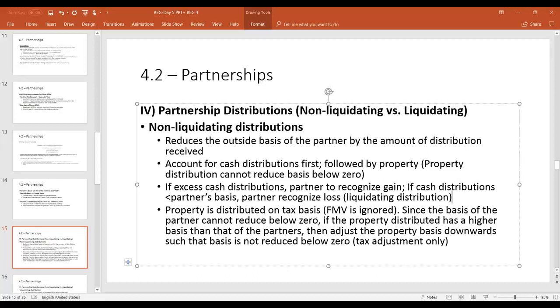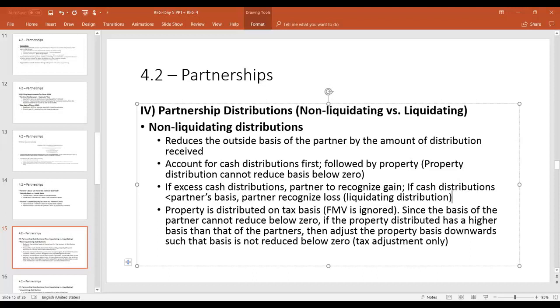Now, property distribution, as I said, cannot reduce the partner's basis below zero, and the distribution is always on the inside basis, or the tax basis, of the partnership. For example, say the tax basis of a land, in the books or in the partnership for tax purposes, is $100, whereas the fair market value is $150. But when you're distributing to the partner, you will always distribute it at $100 and not at $150. So that's what I mean by property is distributed on tax basis and fair market value is ignored.